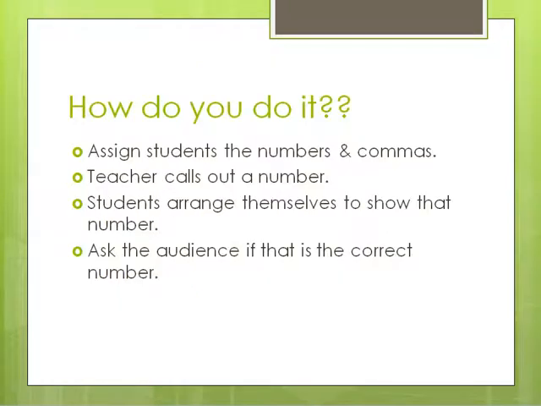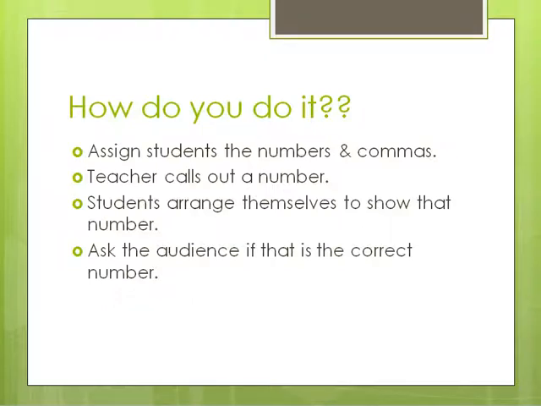How do you do it? Assign students the numbers and commas. Teacher calls out a number. Students arrange themselves to show that number. Then the teacher asks the audience if that is the correct number that he or she said.